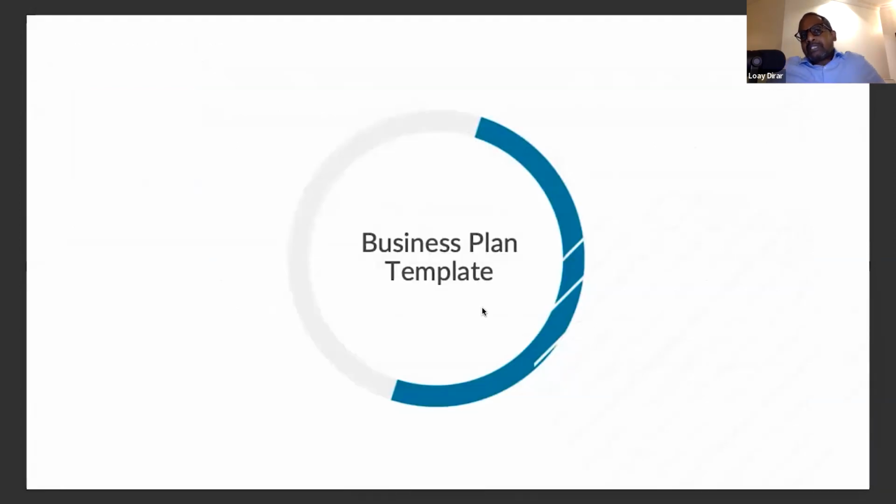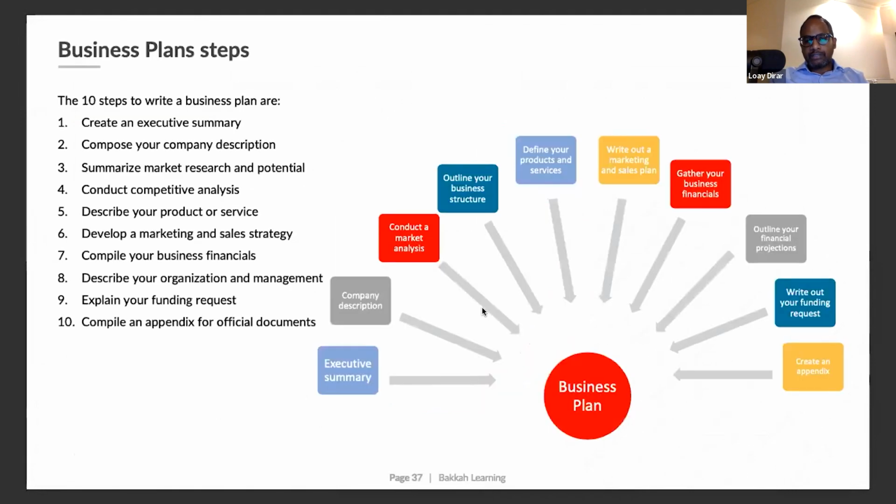Okay, usually when it comes to the business plan template, the business plan, as we mentioned, consists of 10 parts, which includes all the 9 parts here, plus an appendix at the end. So these are the main components of your business plan.